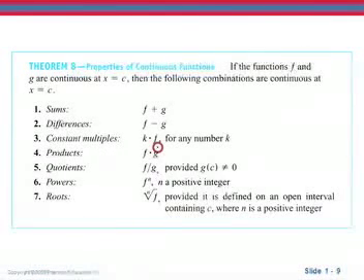Okay, now we're going to talk some more about continuous functions. First off, if we have two functions, f and g, that are continuous at a point c, then the following combinations are also continuous at that point c. Their sums, differences, constant multiples, products, quotients, powers, and roots are all also continuous at c.